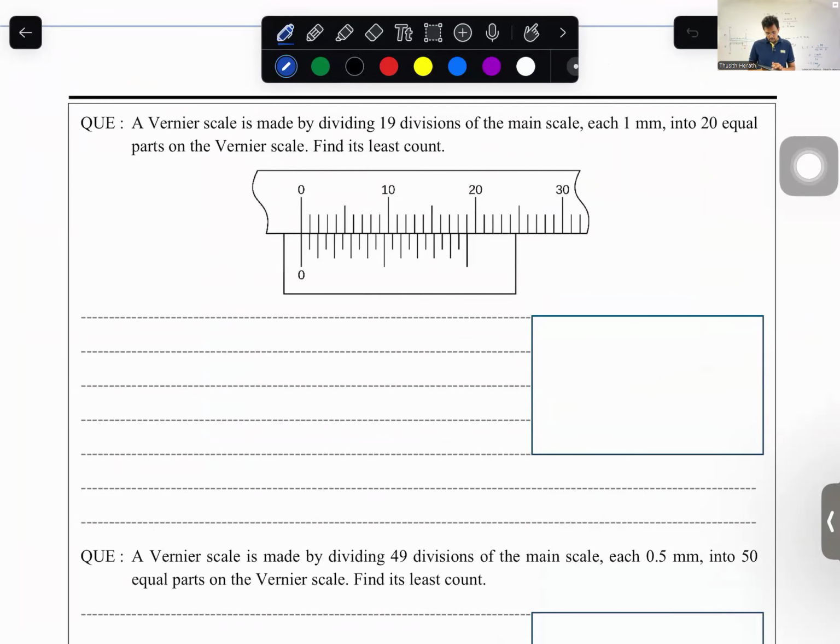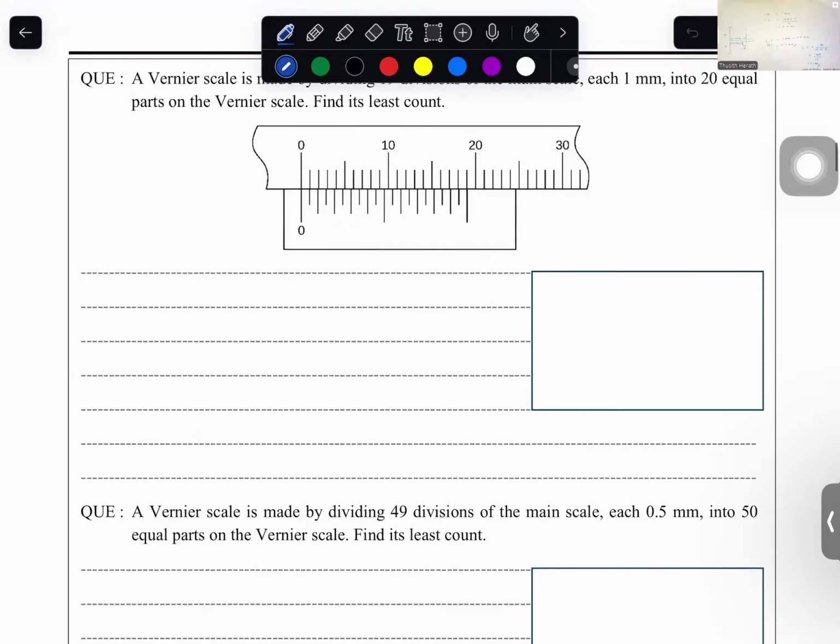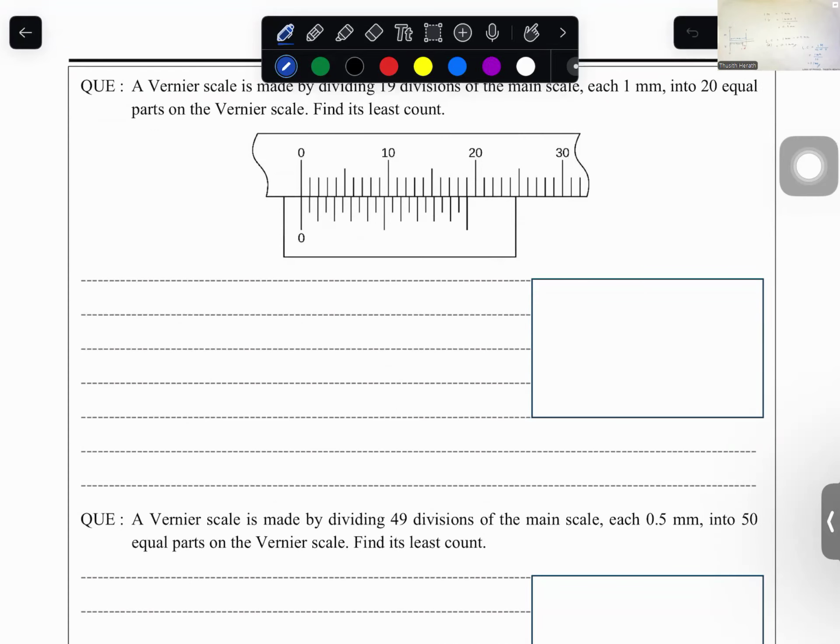So now, let's go to this question. A vernier scale is made by dividing 19 divisions of the main scale, each 1 millimeter, into 20 equal parts. So I will sit on this chair and complete, right? 20 equal parts on the vernier scale. Find its least count. Right. Let's work out on this.